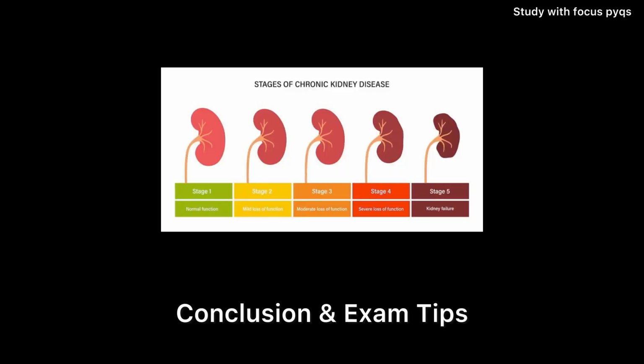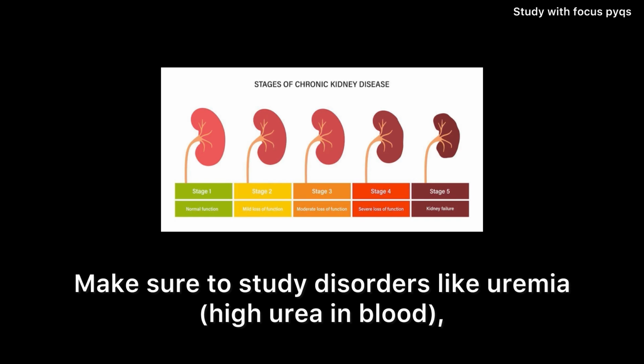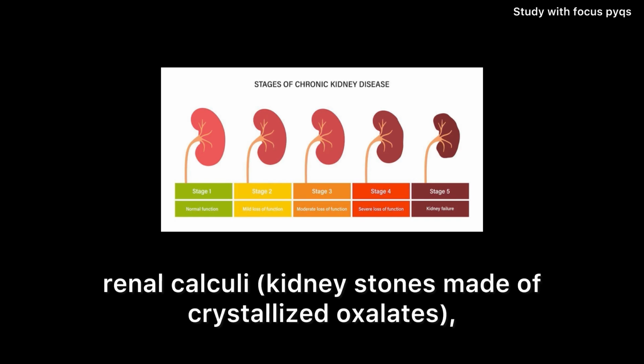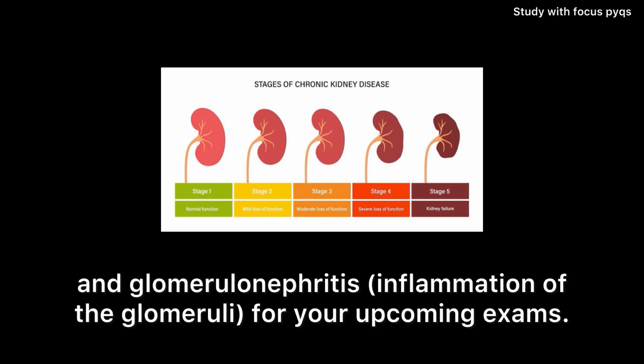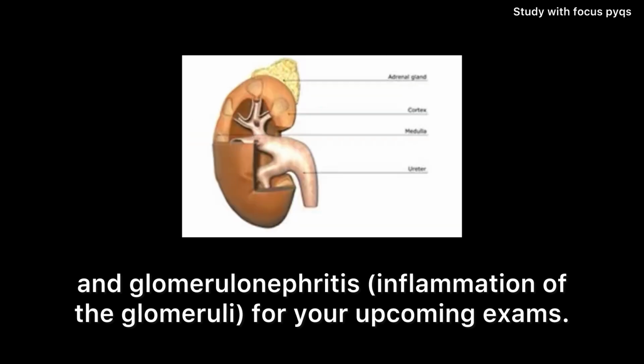Conclusion and exam tips. Make sure to study disorders like uremia, high urea in blood, renal calculi, kidney stones made of crystallized oxalates, and glomerulonephritis, inflammation of the glomeruli, for your upcoming exams.